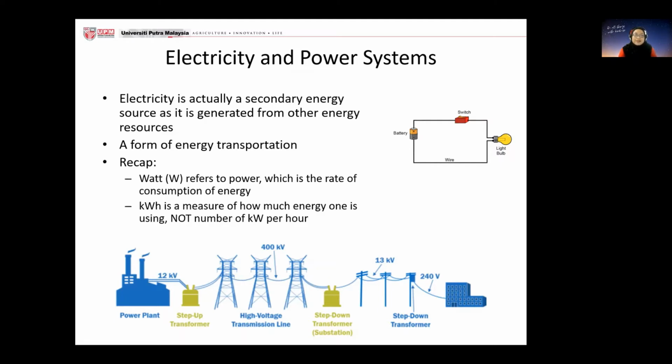Right? So you have to think about where the power is generated from the power plants and how it gets to you in your house, right? And if you look at that, it's actually a very, very complex system, right? And we are going to look into that in just a moment, okay? But I just want to recap a few things here, okay?